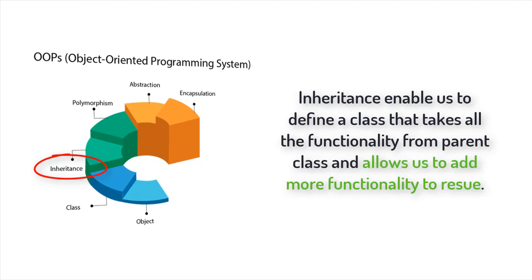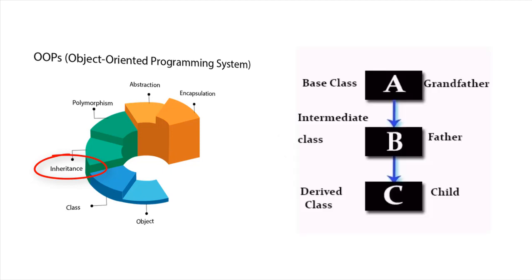For example, you and me, we acquire some important qualities from our parents. So that is a good example of inheritance. We might have A class, we might have B class, we might have C class. A class might be your grandparents, B class might be your parents, and C class might be you. What your parents did is they acquired some important qualities from your grandparents. Now you acquired qualities from your parents. So that's how things follow with classes also.